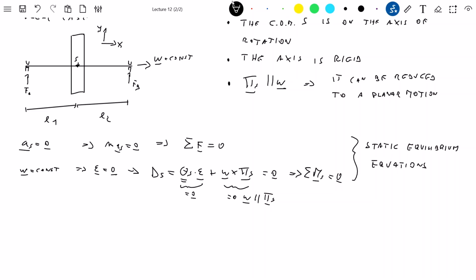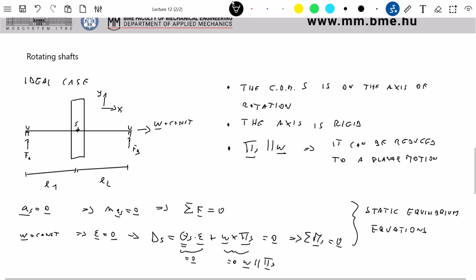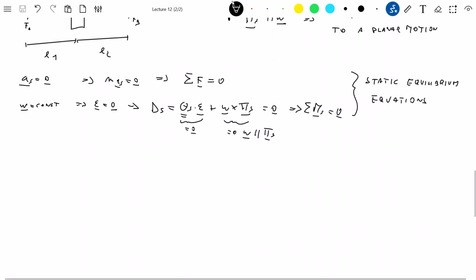So this is a very convenient case, and ideally it should be like this, but we know in engineering it is not like this. In engineering we will never have that S is exactly on the axis of rotation, that the principal axis of the disk is exactly aligned with the axis of rotation. This is something that is only ideal. In reality we don't have anything like that. So let's see what happens if this condition is not verified, okay?